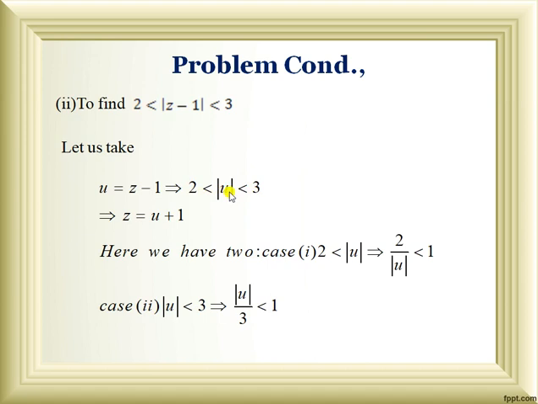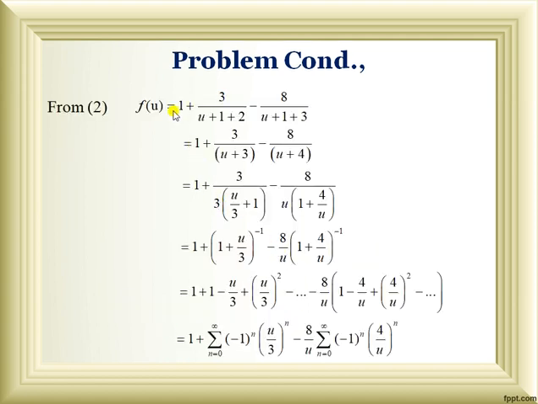We may consider this in two cases. First case, I am taking only 2 less than modulus of u. This gives 2 by modulus of u less than 1, which means we want to make this inequality into less than 1. That's why I am moving modulus of u to the left hand side. This gives less than 1. Consider the second half: modulus of u is less than 3. While moving this 3 to the left hand side, it gives a value less than 1.